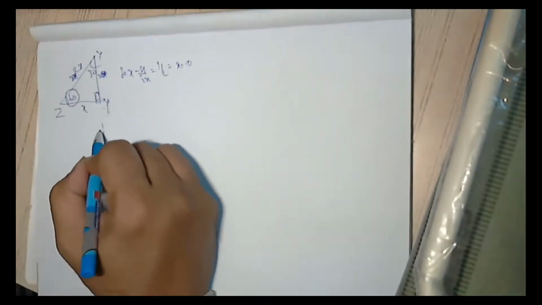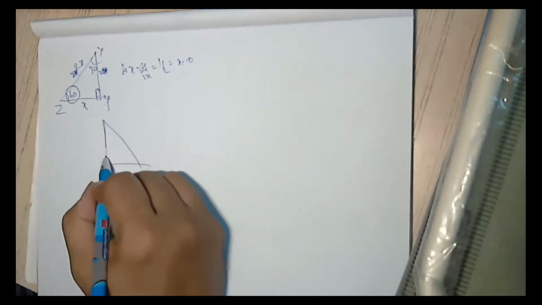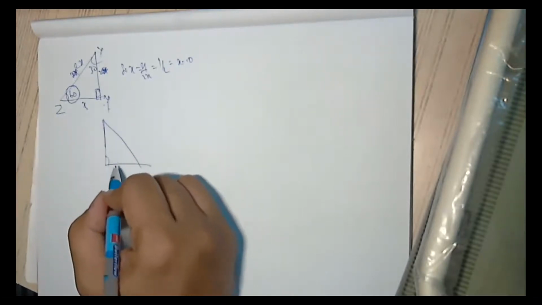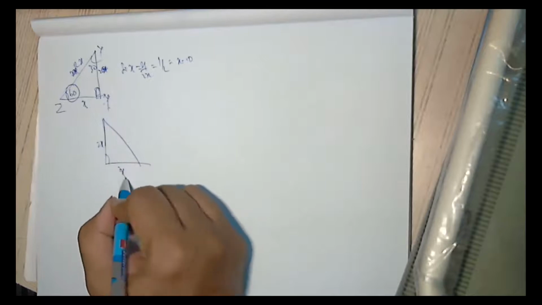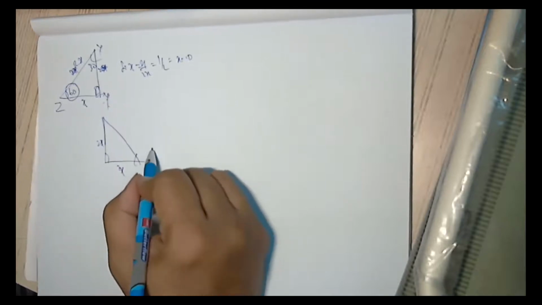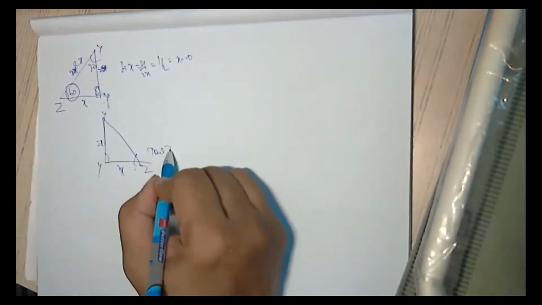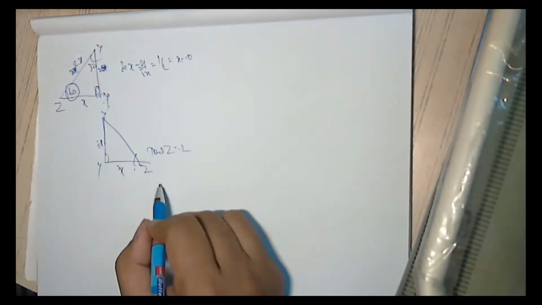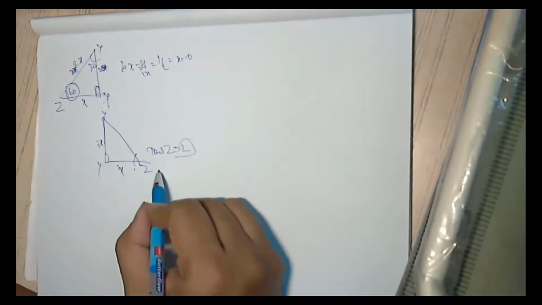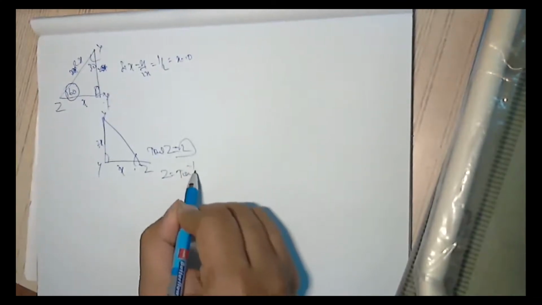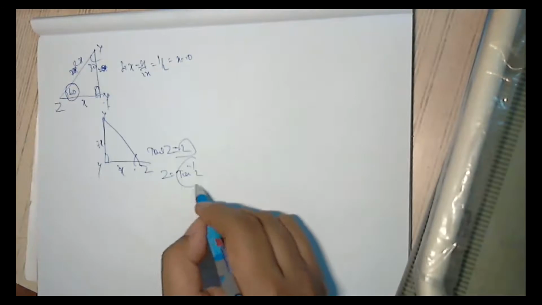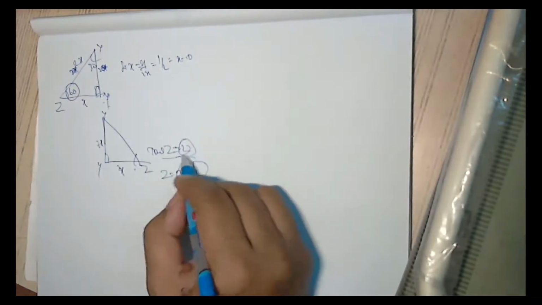If I take this as 2X and this as X, then what is this angle? Tan theta, tan Z is equal to 2. So we don't have a standard angle. Z is equal to tan inverse 2. It's not in our scope. So tan theta is 2.